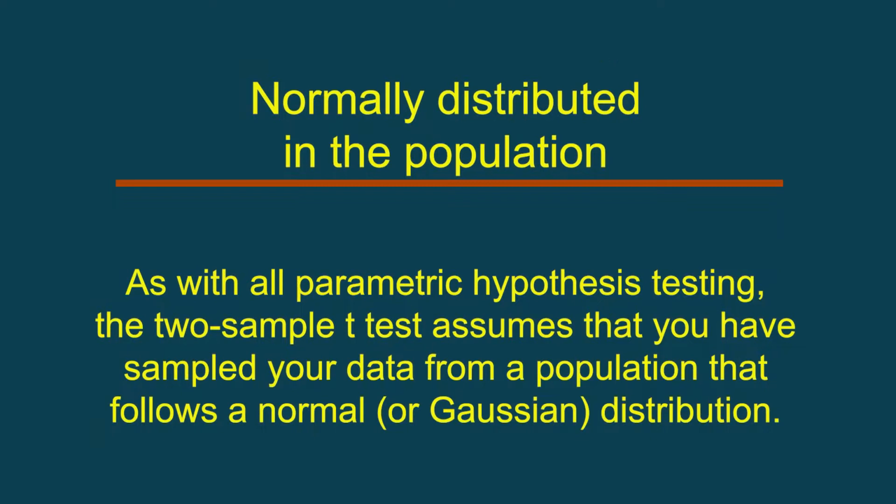The most important assumption is the populations are to be normally distributed. What do you mean by that? As with all parametric hypothesis testing, the two-sample t-test as well assumes that we have sampled our data from a population that follows a normal or a Gaussian distribution. Because if you can recall, when we studied t-distribution, a t-statistic is derived from a normal population. So that is the basic assumption that we have to keep in mind.